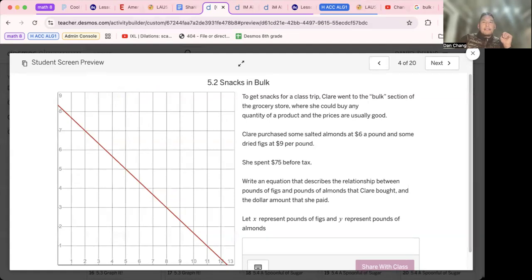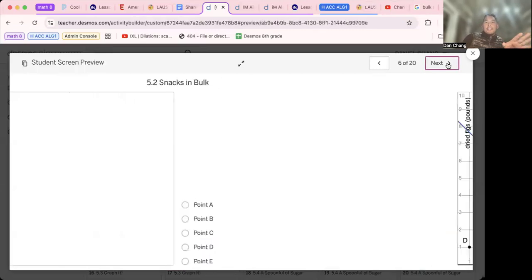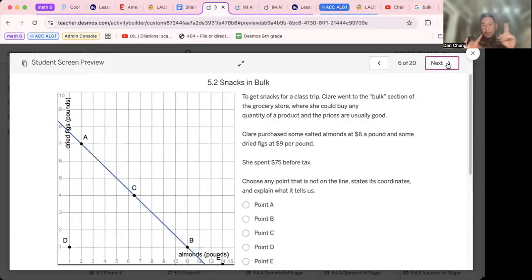All right, if you're back and you are unpaused, I really like doing these slides where you interpret the points and actually, I hope that you're really specific about a point. So if you said point A, for instance, right here, you're saying that that is actually the point 2,7, which is 2 pounds of almonds, 7 pounds of figs. You're that specific when you explain.